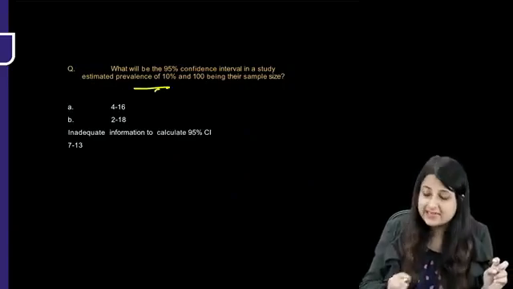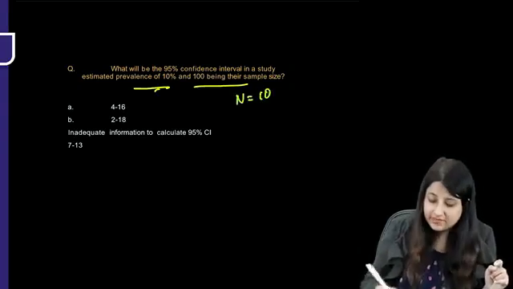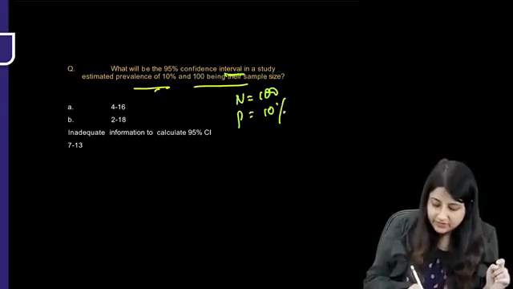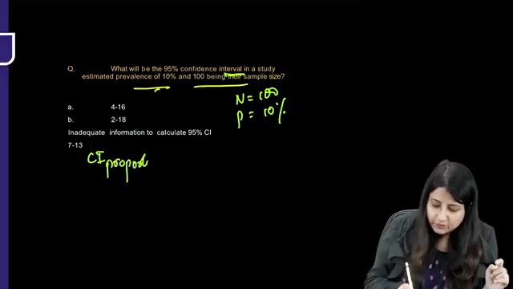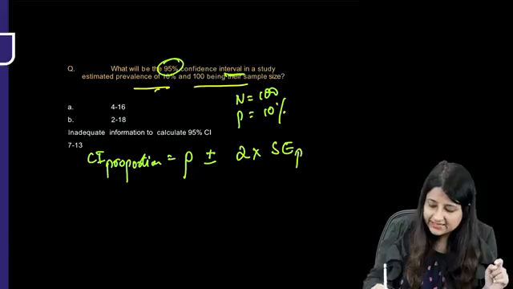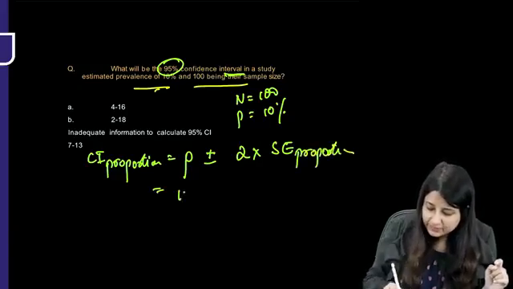Estimated prevalence is 10 and 100 is the sample size. Okay. Now here I have not been given the mean value. I have been given prevalence of 10%. But I have been asked to use confidence interval. So I'll use what? Confidence interval of proportion. So for that, what is the formula? P plus minus, since it is 95% 2, but instead of taking standard error of mean, we will take standard error of proportion.